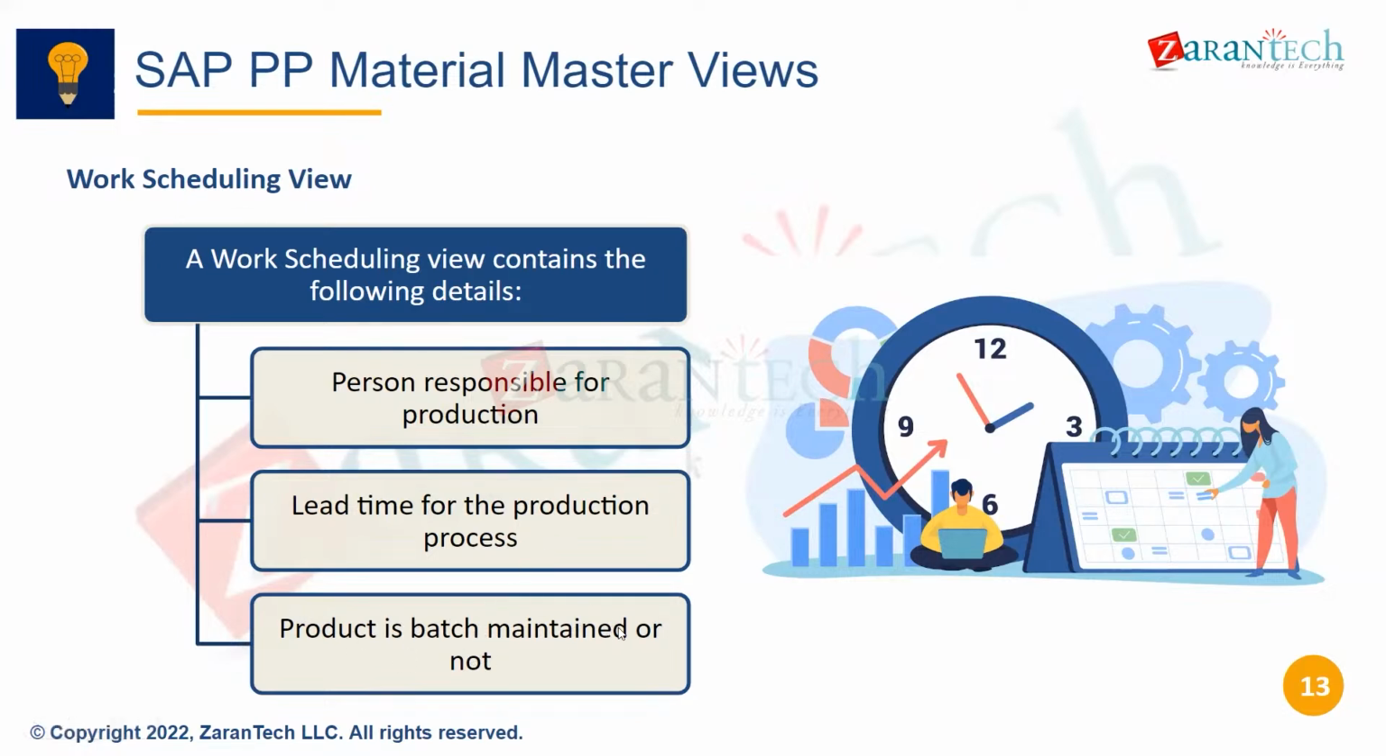This is available in the storage location view also and the purchasing view also. These are two important things, and there are a lot of other things we'll see. So MRP 1, 2, 3, 4 and work scheduling are mandatory if you have to do planning and execution from the production planning module in SAP.